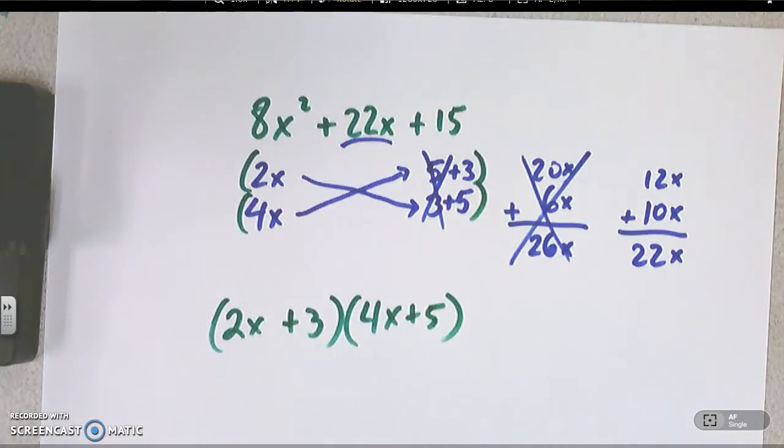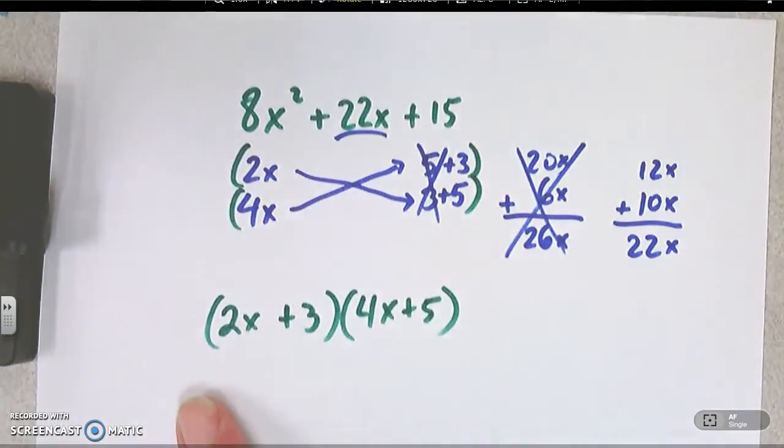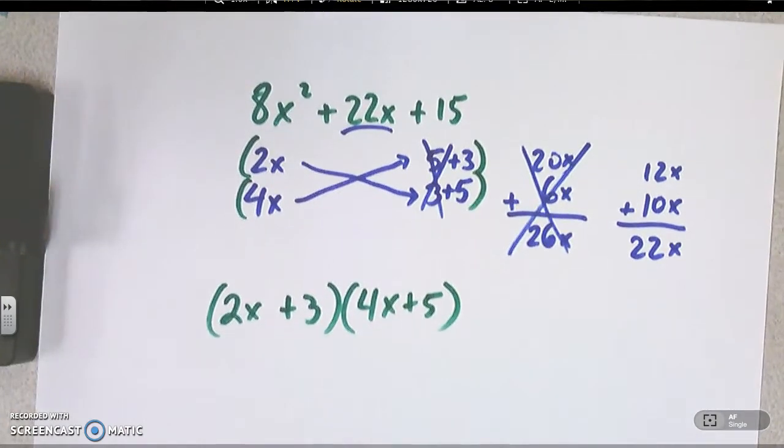And that's the whole process of factoring. Trying to take a trinomial, which is this, 3 different terms, and factor it into a binomial, which is 2 terms, times a binomial. That's the whole method here.